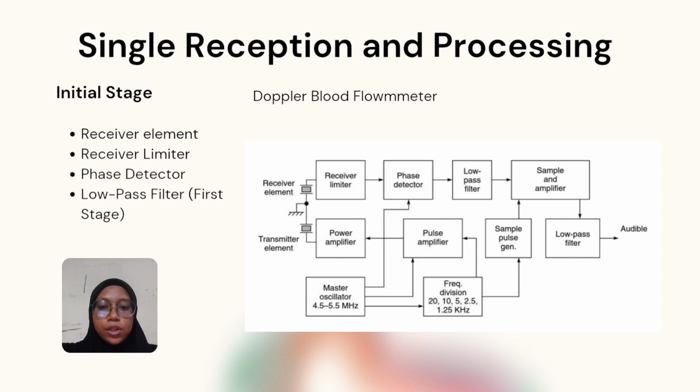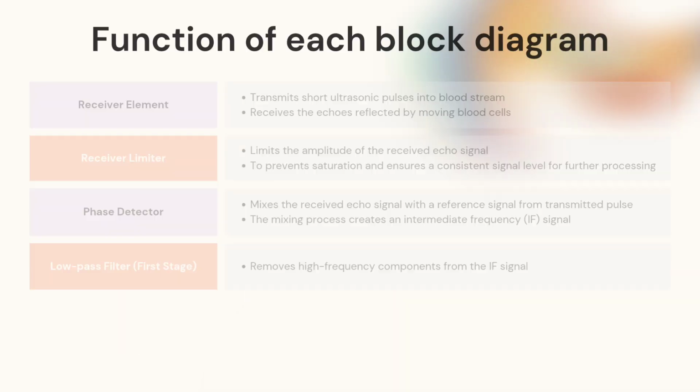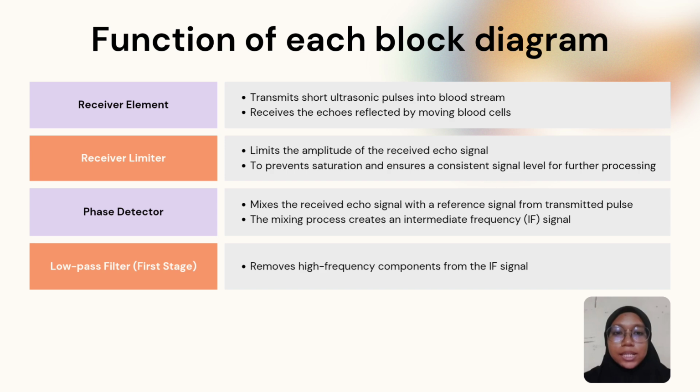A range-gated Doppler blood flow meter uses signal processing techniques to extract information about blood velocity from the received ultrasonic echoes. In the initial stage, from the receiver, we have the receiver element, receiver limiter, phase detector, and low-pass filter on the first stage. Here's how the initial stages contribute to this process. The first one is the receiver element.